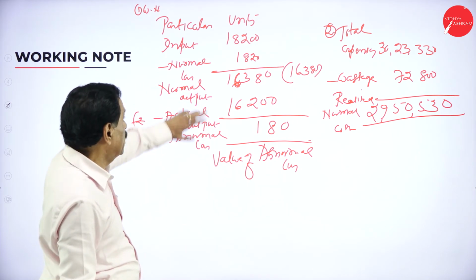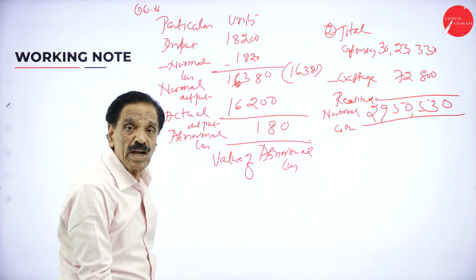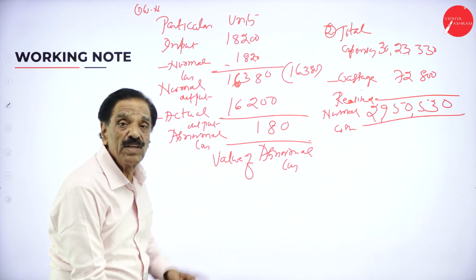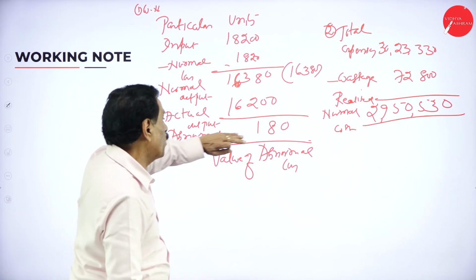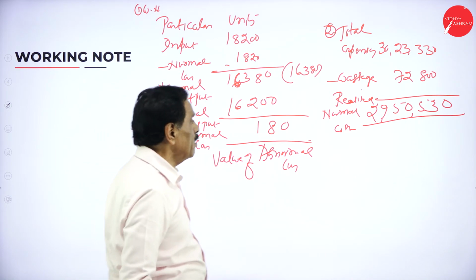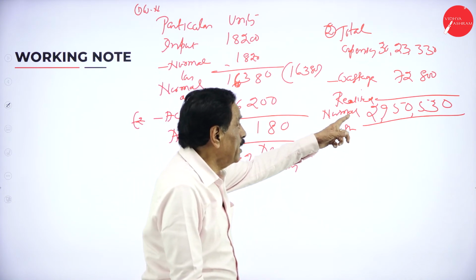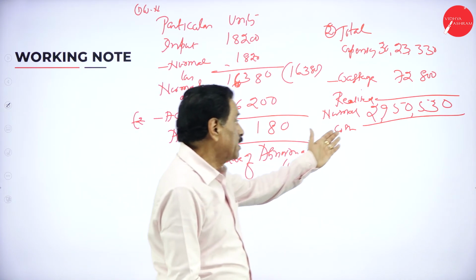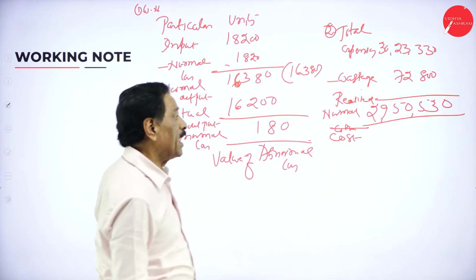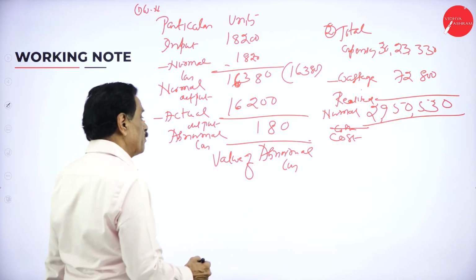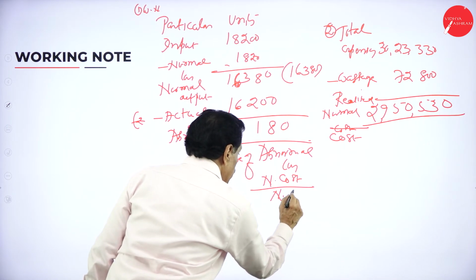Value of abnormal loss. Here total input 18,200 minus normal loss 1,820. Actual output required is 16,380. But actual output taken out is only 16,200. How much less? 180 is called abnormal loss. Your total expense is 30,23,330 minus wastage realized 72,800. The normal cost or the standard cost is 29,50,530.